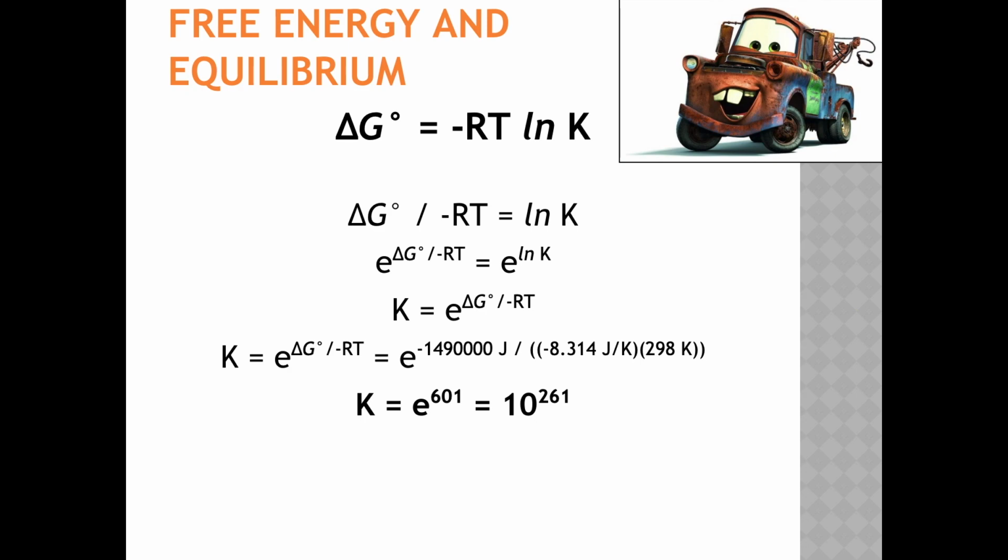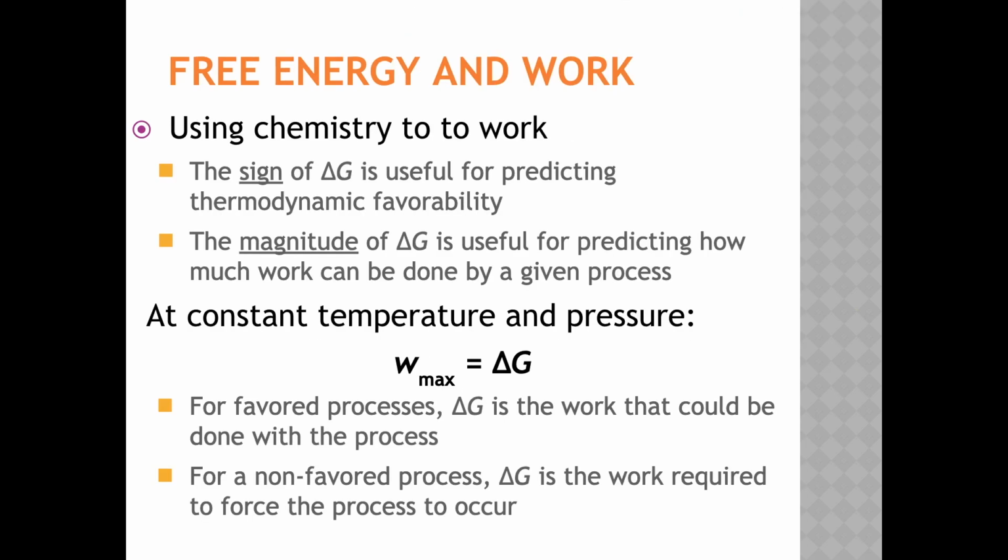That's big. I guess the universe really likes to rust iron. It isn't exceptionally fast according to the kinetics, but it is definitely going to happen. I guess we'll just have to deal with it. One reason to study chemistry is because it's awesome. Another reason to study chemistry is to figure out how to use chemical processes to do useful things like work.